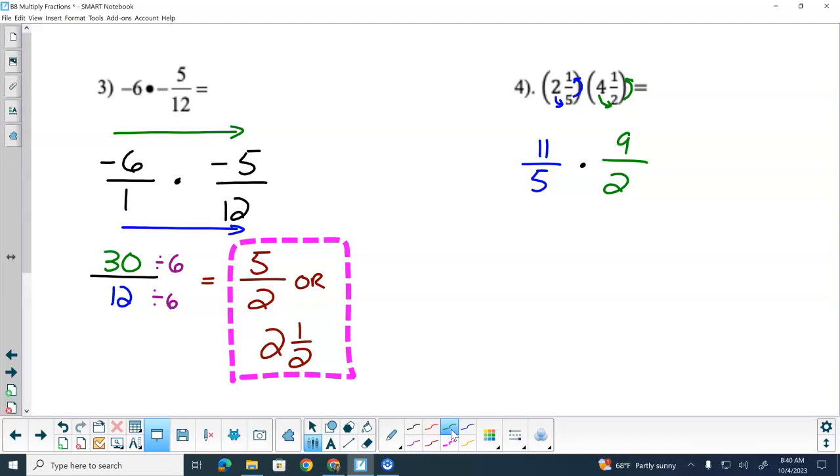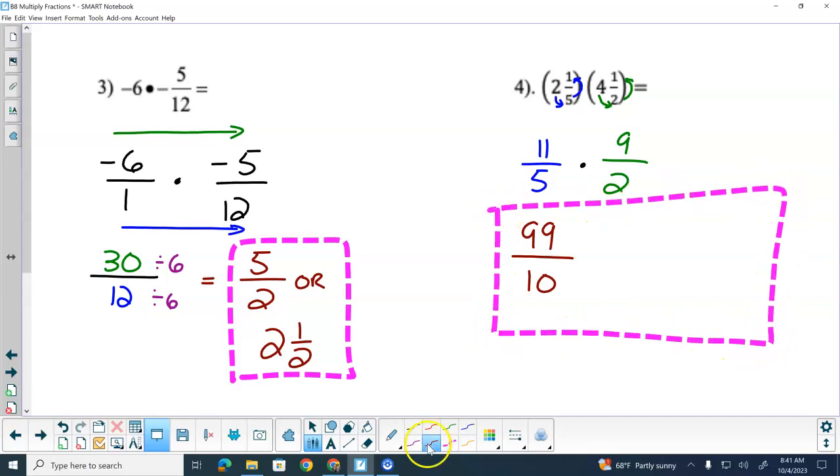Multiply across then, right? That's kind of your preferred method. 11 times 9 is 99. 5 times 2 is 10. Is there any common factor in 99 and 10, using your blue sheet that you just got? Just 1, right? And 1 doesn't help us. 1's the non-helper. So no common factors, and that fraction is reduced.